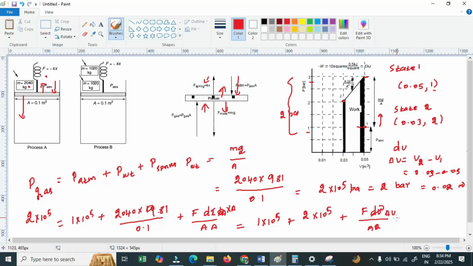So we know the value of del V, it is minus, it is K, not F. Okay, and minus 0.02, and the only unknown is the K. By substituting all the values, I can find K, and will get K approximately 5.01 multiplied by 10 power 4 Newton per meter. Now I have determined the K value. Now I will calculate the work done during this process.